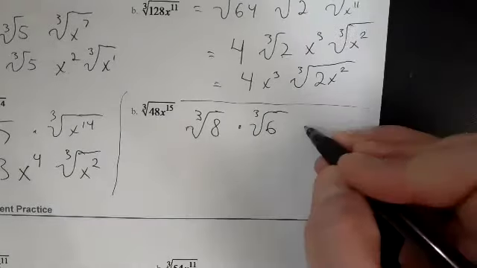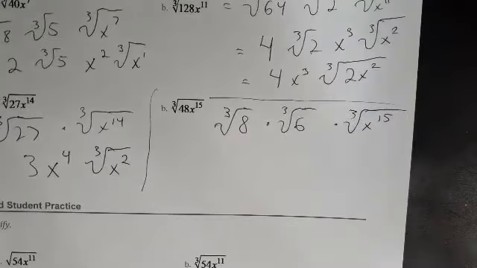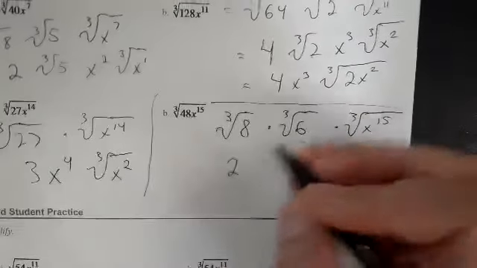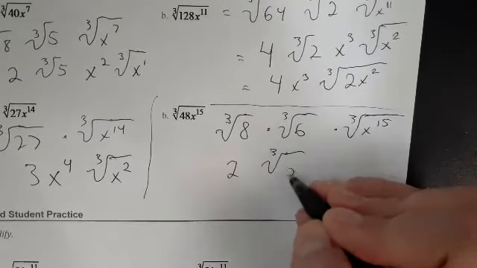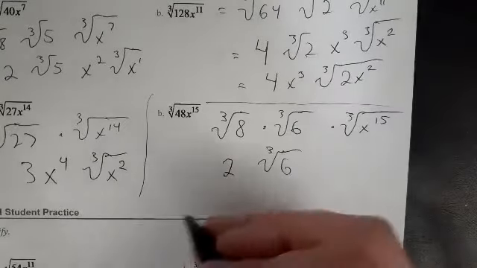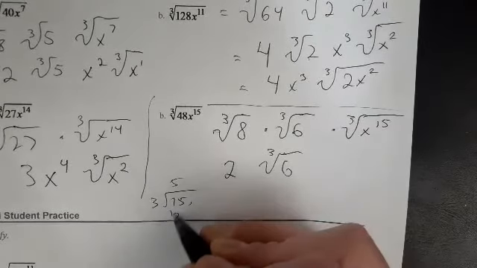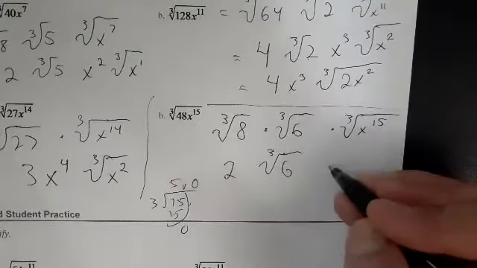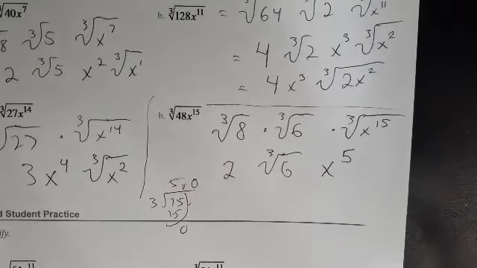And I'm looking also at the cube root of x to the 15th. And so the cube root of 8 is going to give me 2. I have a cube root of 6. And now I'm looking at x to the 15th divided by 3. 15 divided by 3 is going to give me an even 5, and I'm going to have a remainder of 0. So what this is telling me is that I'm going to get 5 groups of x coming out, and I don't have anything left underneath the radical. I don't need to write that radical there anymore.